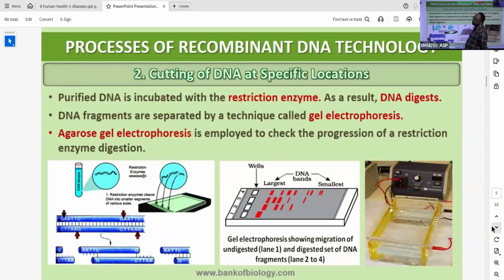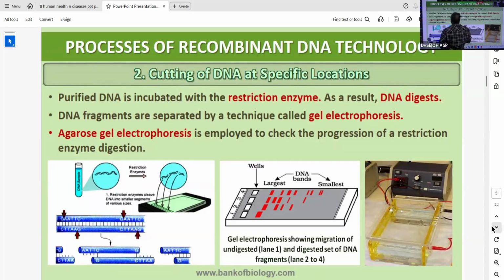Okay? Once the DNA is extracted, what is our next step? We need to cut the DNA at specific sequences. We'll have to cut the DNA at specific locations. How do we do that? Now, purified DNA is incubated with the restriction enzymes.